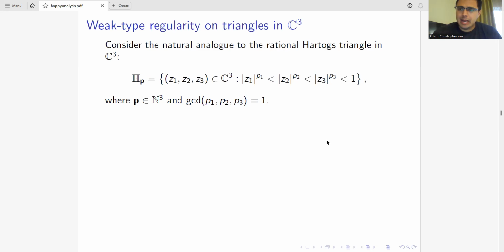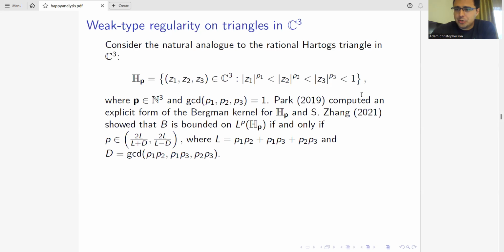And now I'm going to multiply out by the denominator of that rational number. And let's consider absolute value of Z1 to the P1, absolute value of Z2 to the P2, absolute value of Z3 to the P3, all less than 1. Without loss of generality, we can assume that the GCD of P1, P2, and P3 is equal to 1, of course.